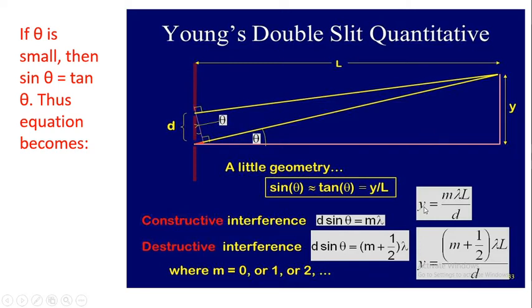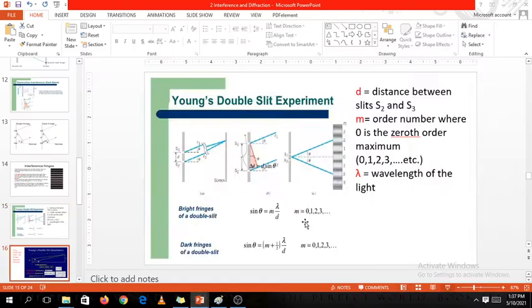Now rearrange the equation to get y. This is another derivation. So y equals m lambda L over d. Our earlier equation is d sine theta equals m lambda, correct? And tangent theta can also be y over L. Now let's go to Paint.